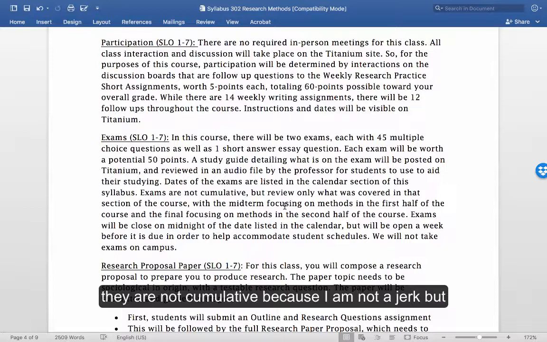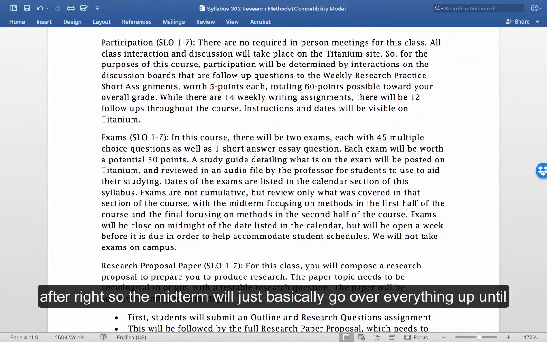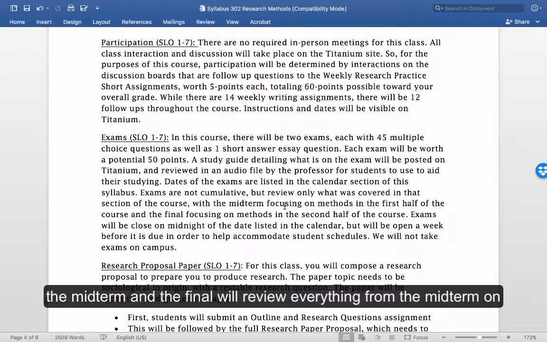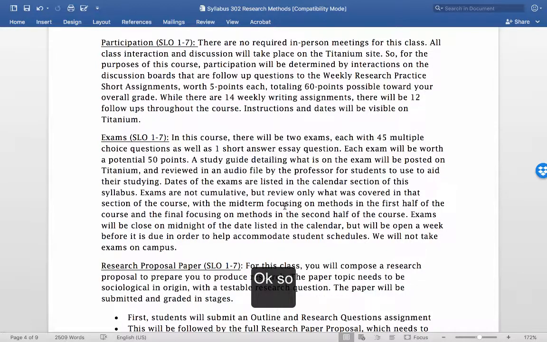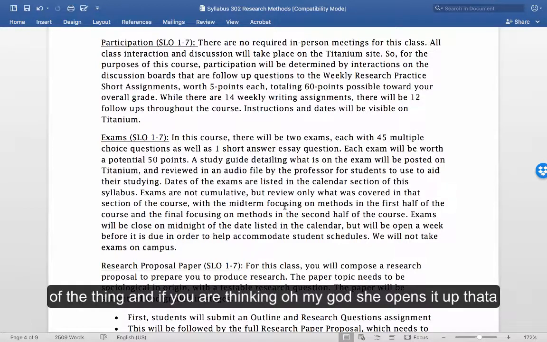They're not cumulative, right? Because I'm not a jerk, but they're going to review the portion of the class that they come after. So the midterm will just basically go over everything up into the midterm, and the final will review everything from the midterm on, right? Okay, so these exams, the deadline for them, they're going to close on midnight of the date listed in the calendar.